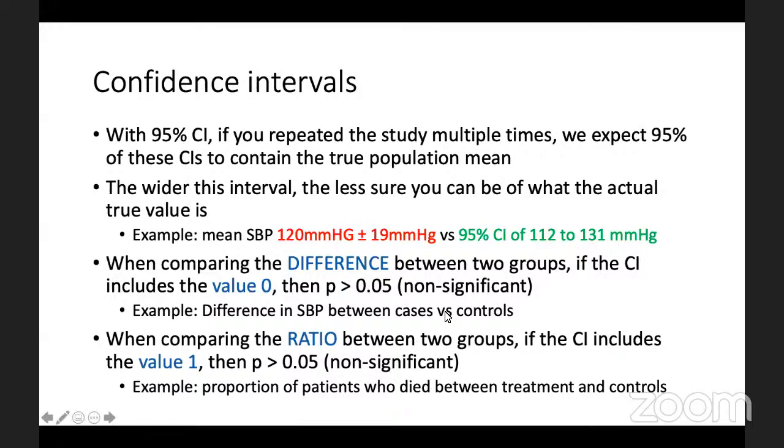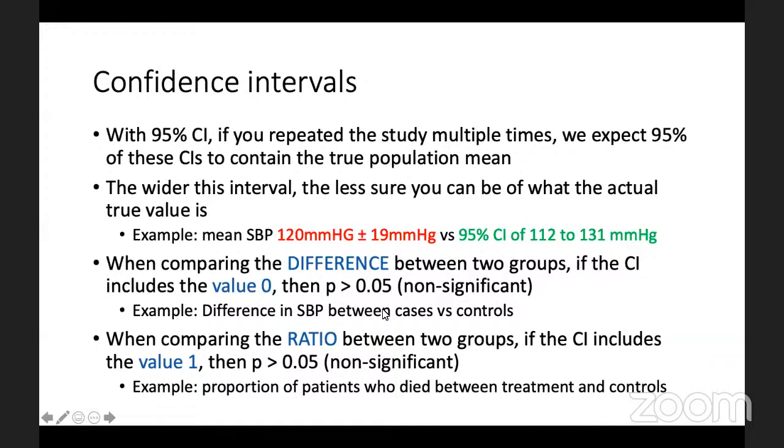So an example here is if we said the systolic blood pressure was 120 plus minus 19, so basically it ranges from 101 to 139, as opposed to a confidence interval of 112 to 131. We are more sure of what the true population mean is within the narrower range than this larger range.